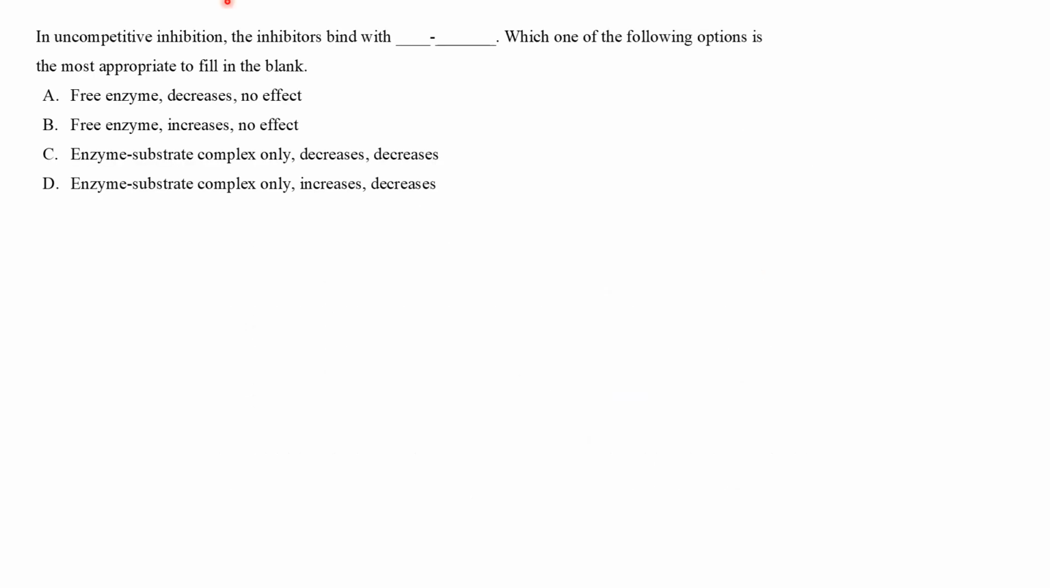In uncompetitive inhibition, the inhibitors bind with dash, dash and dash. Which of the following options is the most appropriate to fill in the blank? A. Free enzyme, decreases, no effect. B. Free enzyme, increases, no effect. C. Enzyme substrate complex only, decreases, decreases. Or D. Enzyme substrate complex only, increases, decreases.